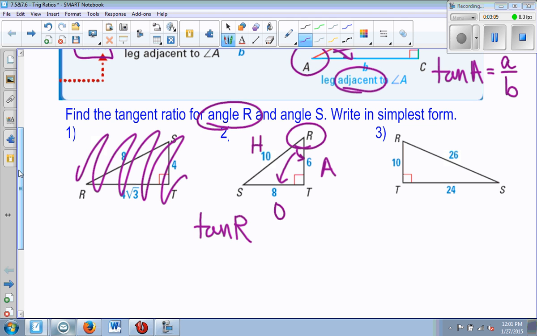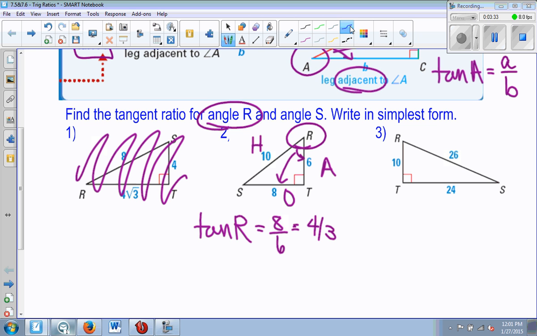For tangent, it's always the opposite side over the adjacent side. So in this case, the opposite side is 8, and the adjacent side is 6. So for tangent of R, we have a ratio of 8 over 6. That can be reduced, so we would say that our tangent of R is 4/3.